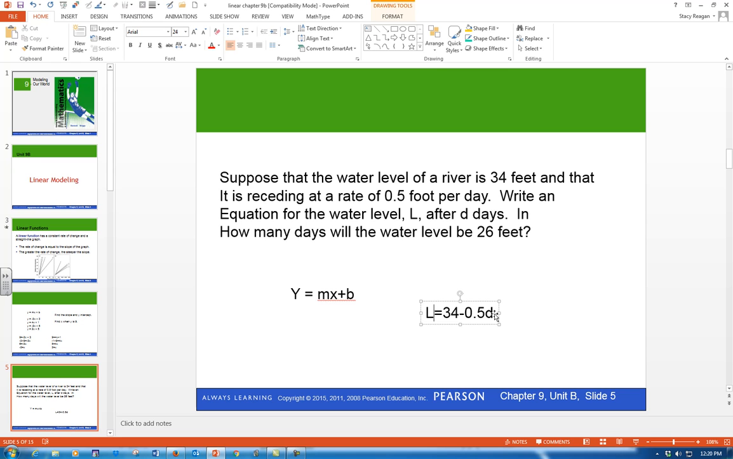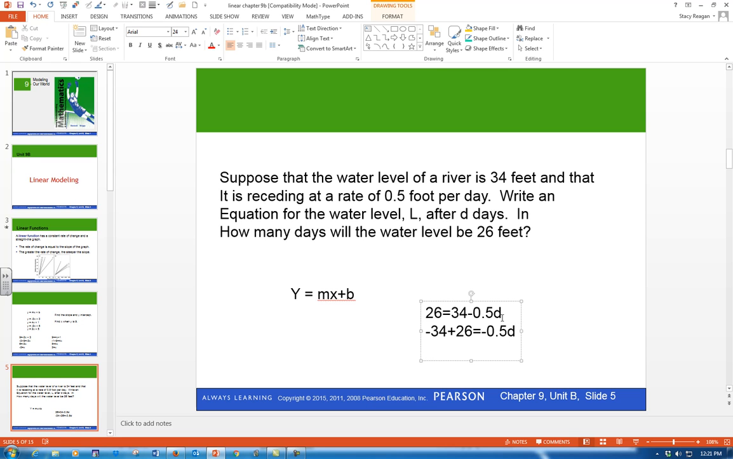In how many days will the water level be 26 feet? So we can put 26 feet for water level, just like we did on those other problems. And we've got to figure out how many days it would be. So this plus 34 would move to the other side. So we would have minus 34 plus the 26.